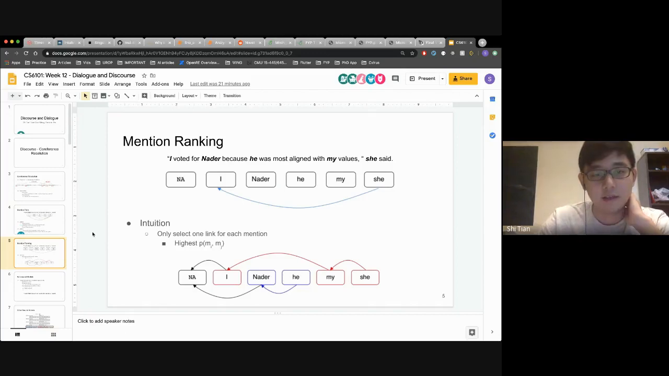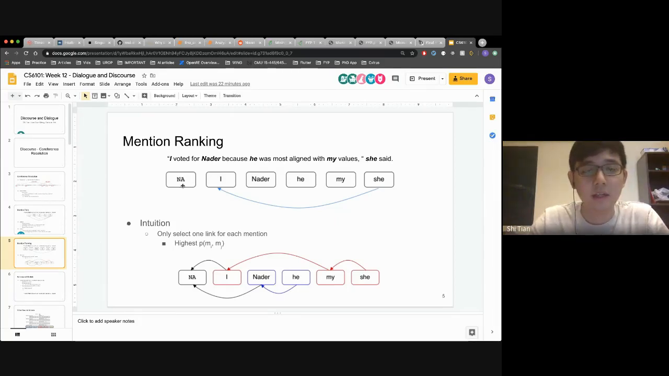So with this in view, people have come up with mention ranking. Instead of finding all the possible coreferent mentions, I would only find the one with the highest probability in terms of mention I and mention J and just link them together. Ultimately, you would also get the same kind of clustering that we get with mention pairs, but in this case, there would be a much lower probability of making clustering mistakes.